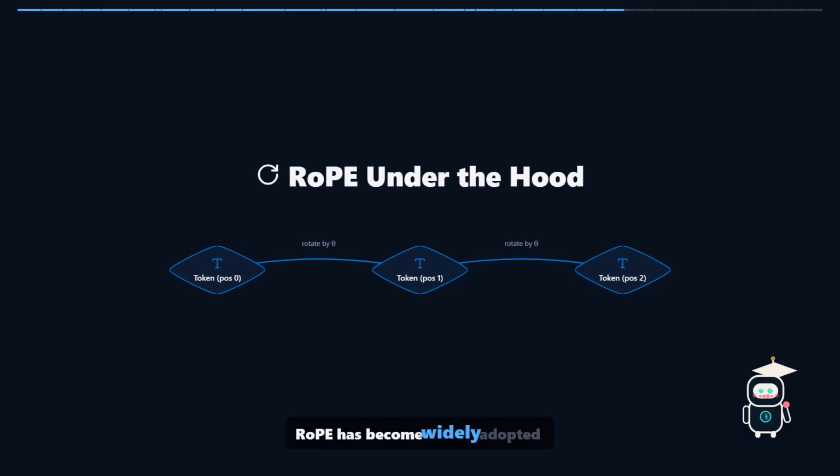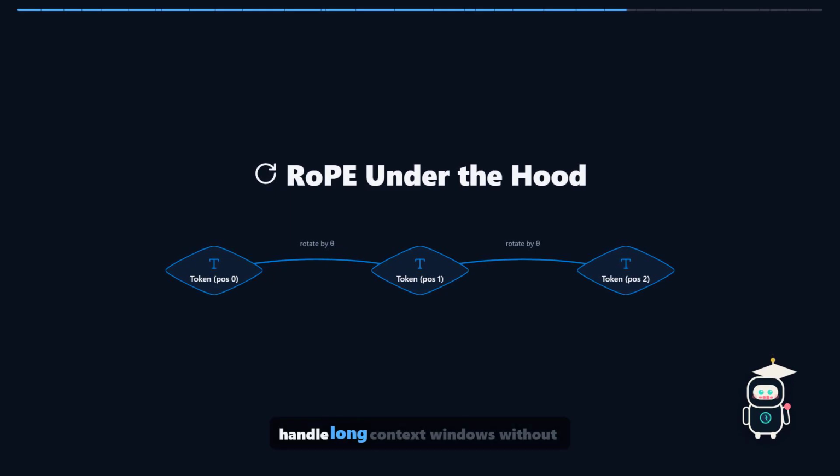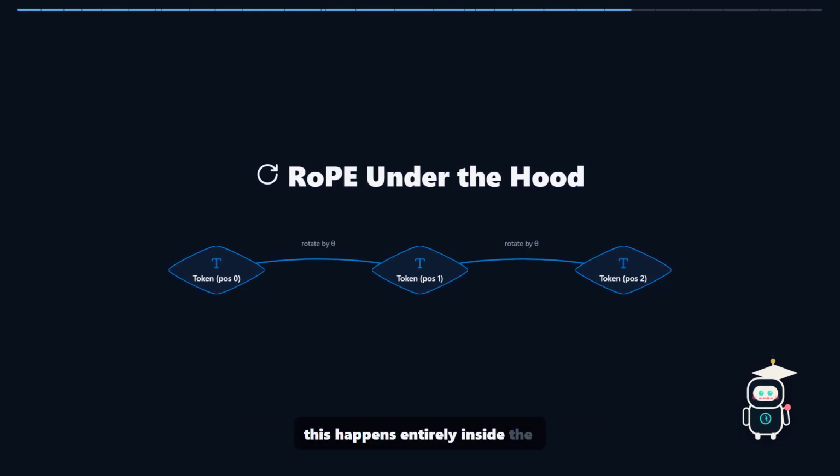RoPE has become widely adopted because it improves how transformers handle long context windows without significantly increasing computational cost. While this happens entirely inside the language model, it's one of the innovations that makes today's large language models far more capable than earlier generations.